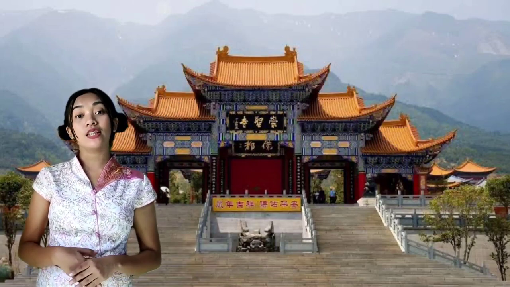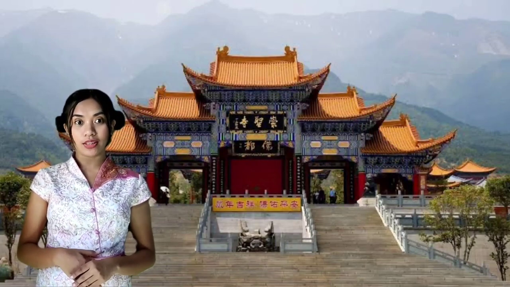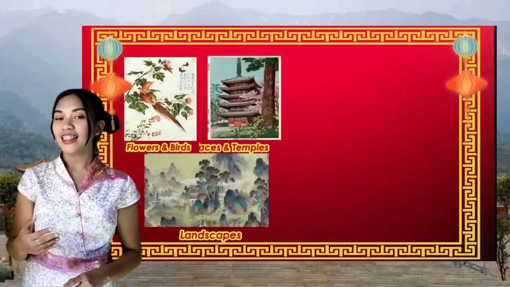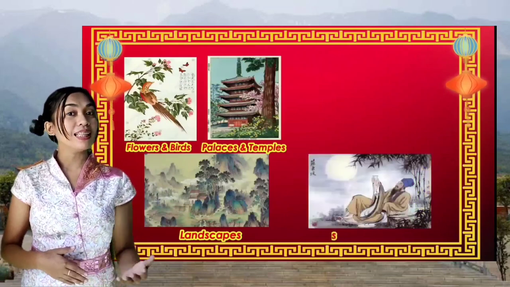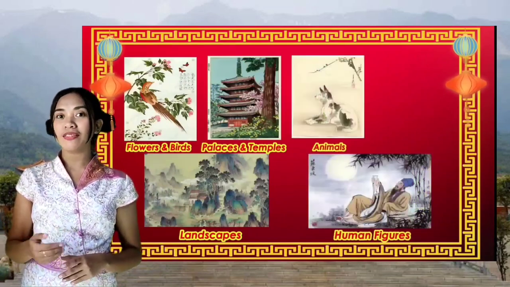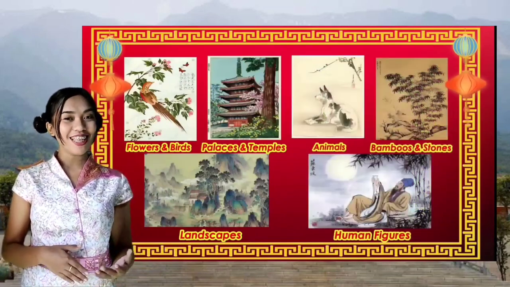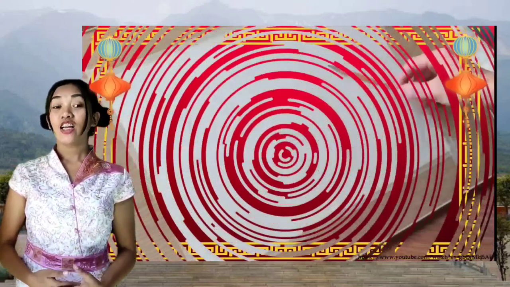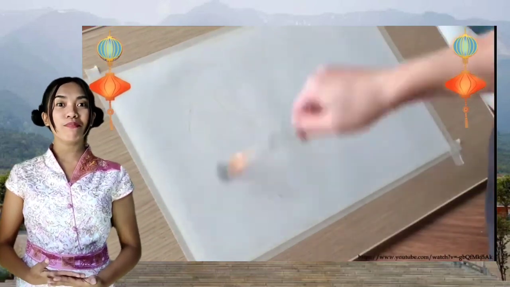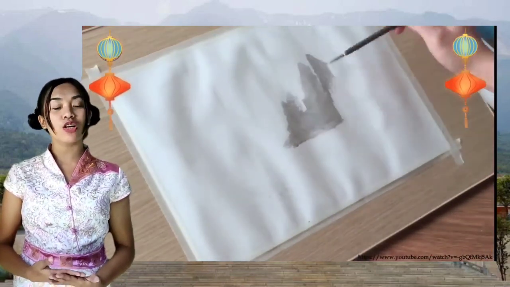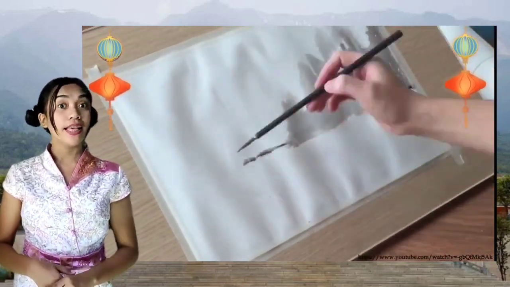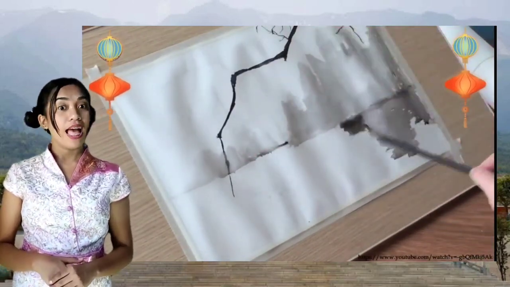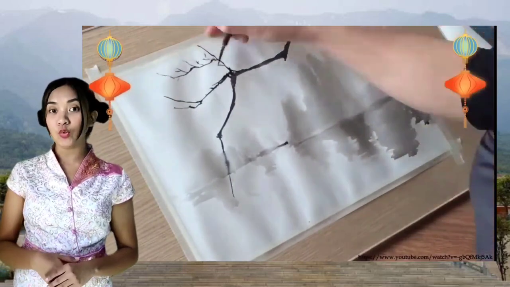Chinese paintings consist of different subjects or themes. This includes flowers and birds, landscapes, palaces and temples, human figures, animals, bamboos and stones. Moreover, landscape painting was regarded as the highest form of Chinese painting. They consider three important concepts of their arts in order: heaven, earth, and humankind.